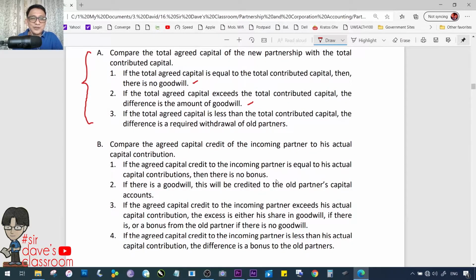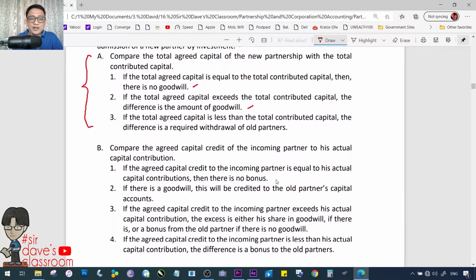Alright? Ngayon yun. Letter B. Compare the agreed capital credit of the incoming partner to his actual contribution. Ito nga talaga yon. Number 1, if the agreed capital credit to the incoming partner is equal to his actual capital contribution, there is no bonus. Ibig sabihin, walang mapupunta sa kanya. Wala din siyang tatanggapin. Okay? He will not get hurt and he will not also be happy because the old partners will get hurt. Ibig sabihin nun, masasaktan sila kasi mababawasan yung kanilang capital interest at mapupunta sa kanya.